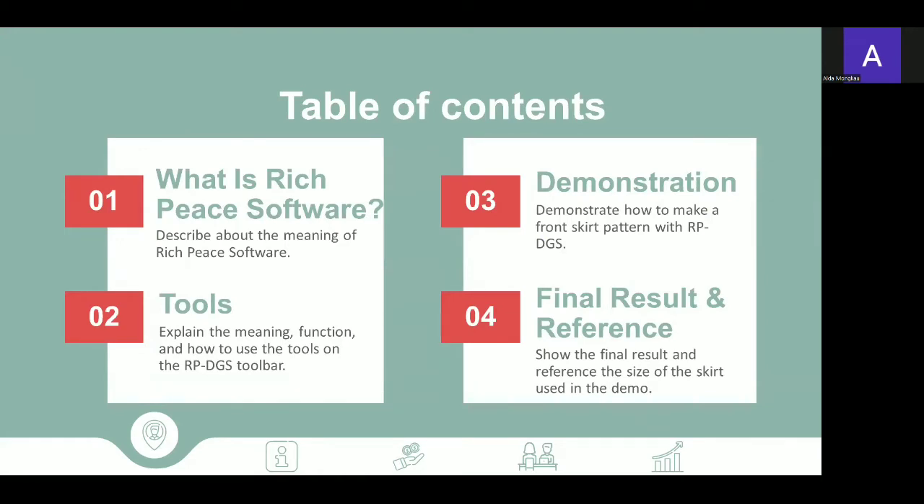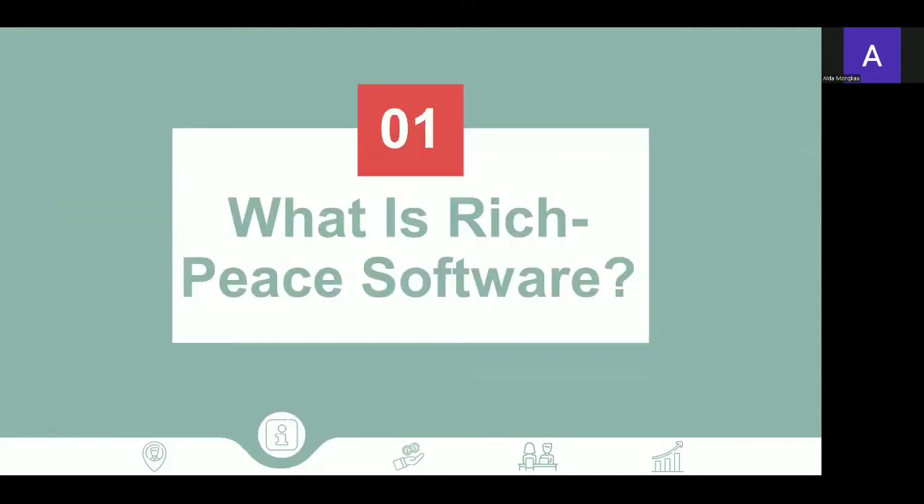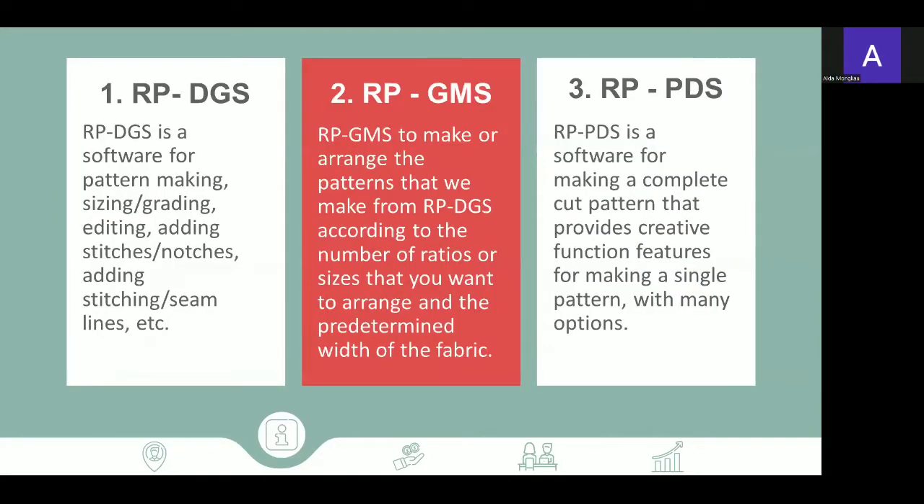Okay, first of all, let's get to know what the RP-DGS application is. The RP-DGS application is software to make digital patterns, do grading, edit patterns, add notes, and include lines or seams, etc. This application makes it very easy for us to make very special patterns. On this occasion, we want to show you guys a tutorial on how to make a pattern with the RP-DGS application, especially the basic pattern of women's garments.